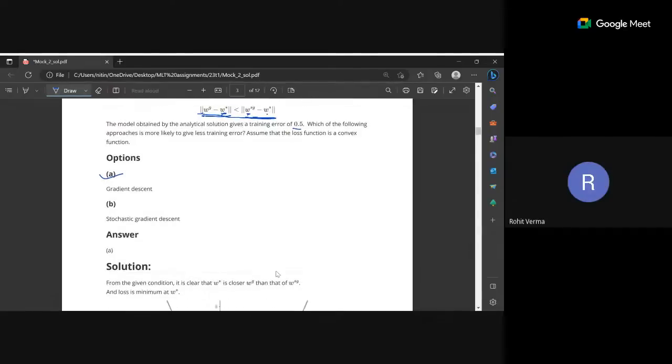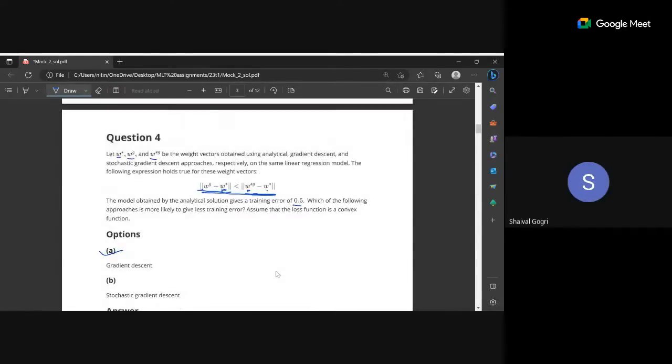I have a quick question. We say gradient descent will have less error in this case, because we are already given the condition that the distance for the weight vector is lesser for gradient descent as compared to stochastic. But in case we have not been given this? Then it depends on what vector you got using this solution. It may be the case that you have used different numbers of iterations in gradient descent and in stochastic gradient descent. Then those weight vectors can differ. We cannot comment that WG will always be closer to W star than WSG.